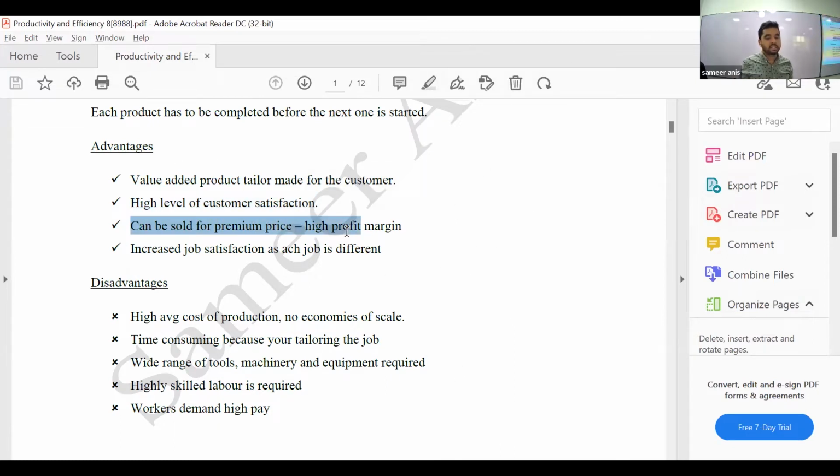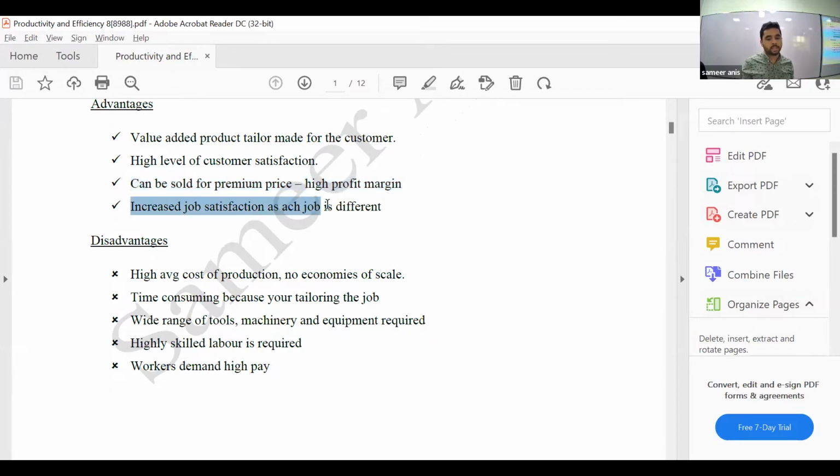You can charge a higher price. Why do you think Rolls-Royce cars are so expensive, guys? Because it is customized. Simple as that. Increased job satisfaction as each job is different. Workers are also more satisfied.